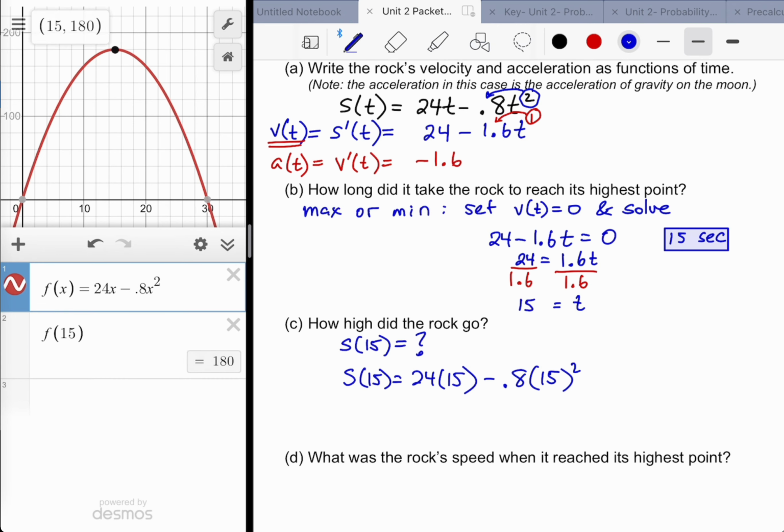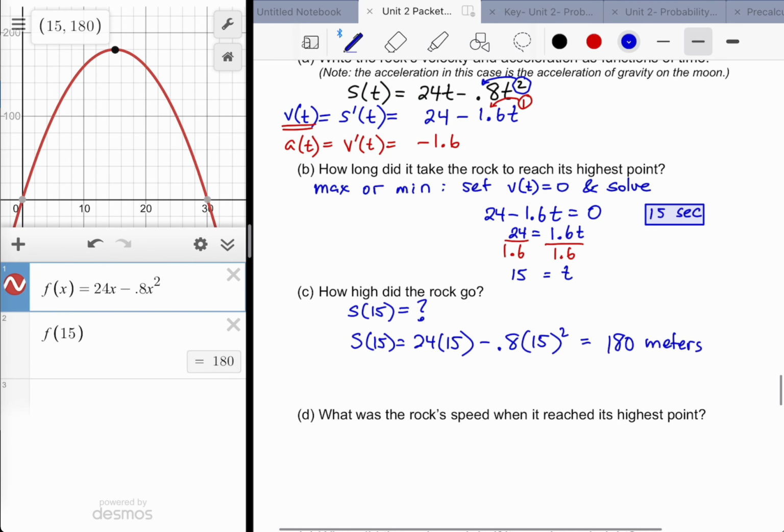I could tap on the graph because I took the time to make a nice window. We know the y value that corresponds to this is going to be 180. Or you could just physically type in the values that you see here. One way or the other, you should come up with 180 meters. All right.